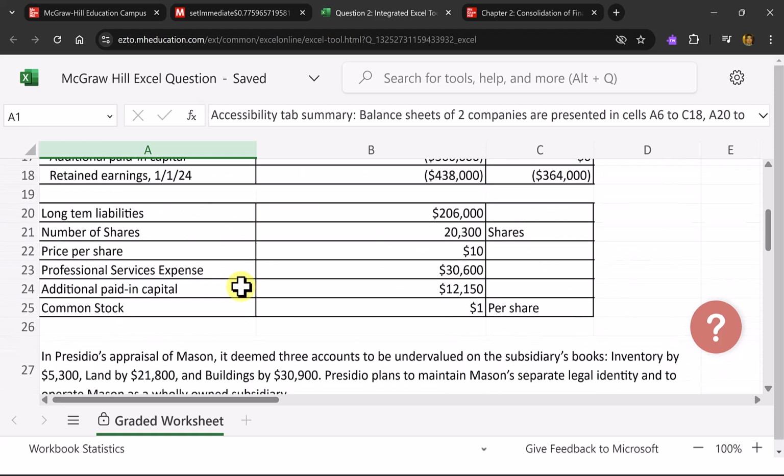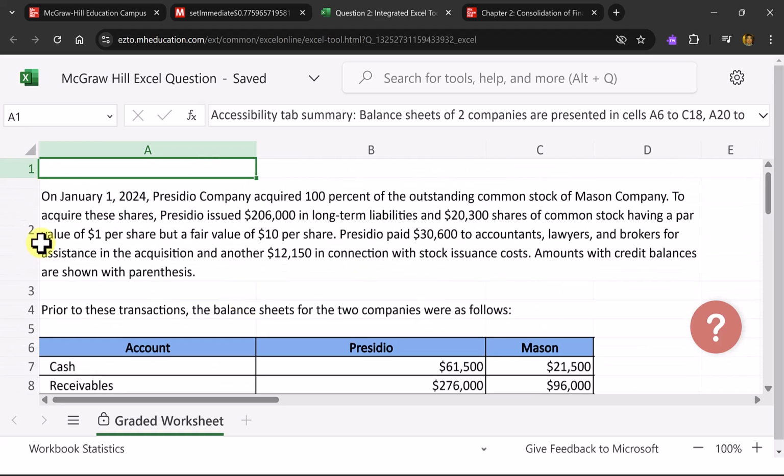So let's go review the facts again. We have Presidio acquiring 100% of all the stock of Mason. And to do that, Presidio is going to issue $206,000 of long-term liabilities. Okay, so this is probably like bonds or a note payable. And we're getting the proceeds and we're giving it to the owners, the stockholders of Mason.